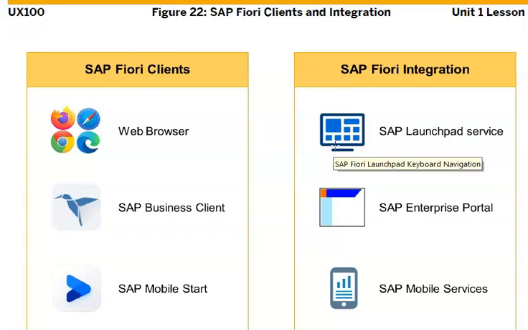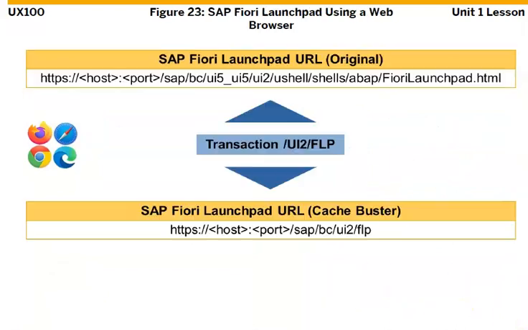The challenge here would be, once you install it, you should be able to connect to that particular system, the backend system. That's very important. So you have to connect to the server. If the server is not connected, then you cannot work on it. So we have the SAP Fiori integration. It can be done through the Launchpad service, enterprise portal, mobile services. All these are front-end tools from where we can access this data.